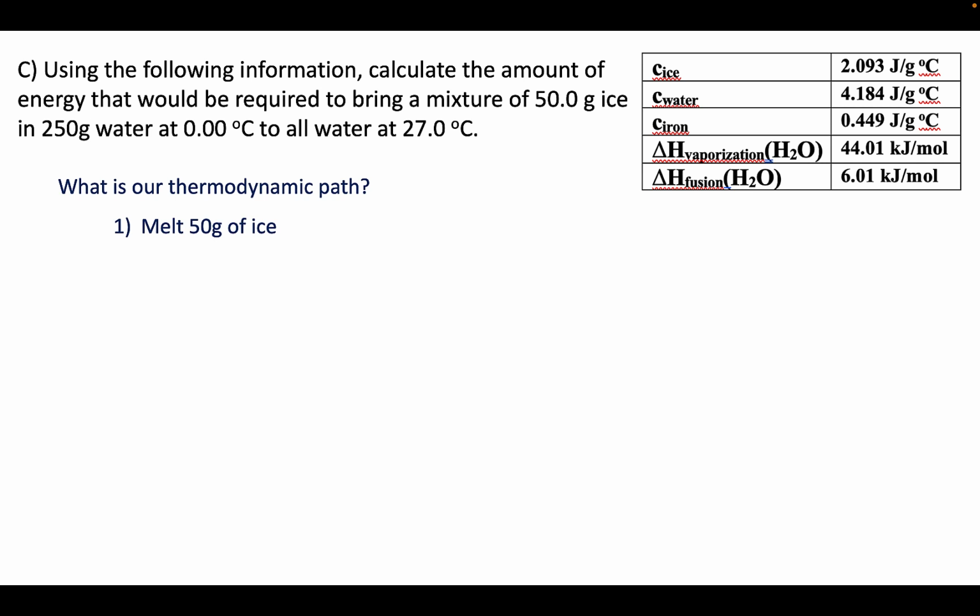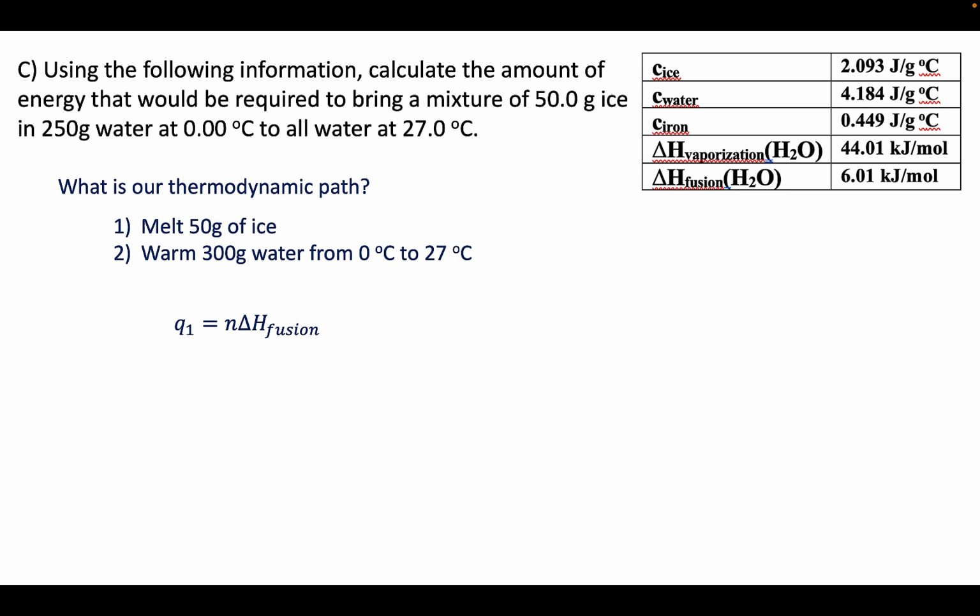This means that we need to melt the 50 grams of ice that's in the water. Then, once it's all water, 300 grams of water, that ice is turned into water, we need to warm all that up to 27 degrees Celsius. So two things we need to calculate, and we need to identify how we calculate the energy associated with each of these processes. So the first is Q1, we'll call it.